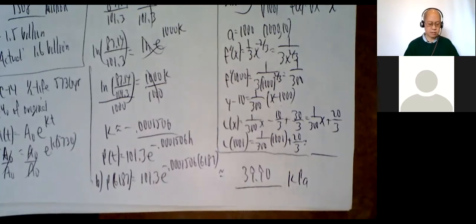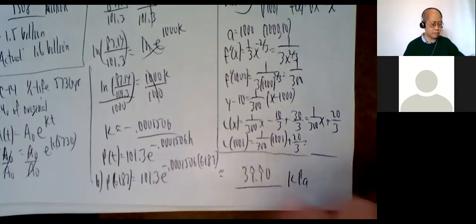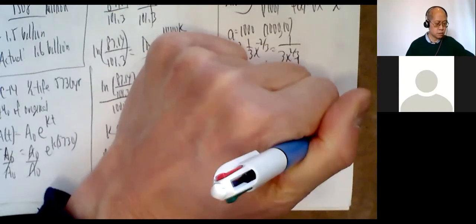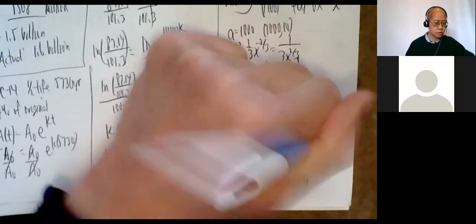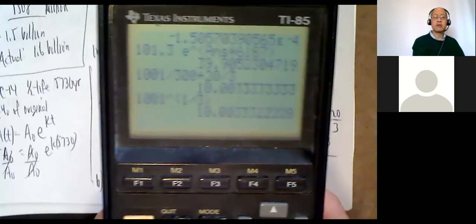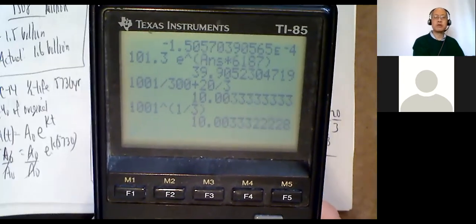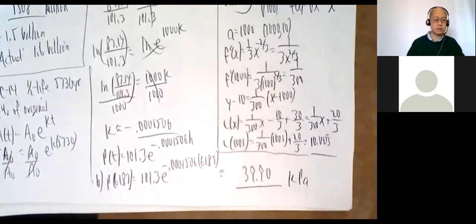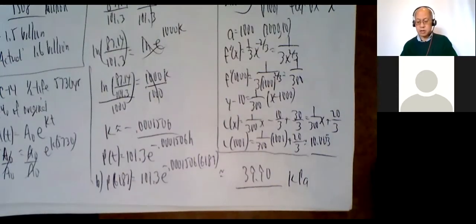1,001 divided by 300 plus 20 divided by 3. 10.0033. 10.003 repeating, essentially. And just for fun, I actually took the cube root: 10.003332228. So you can see it's pretty close. Okay, that's that.